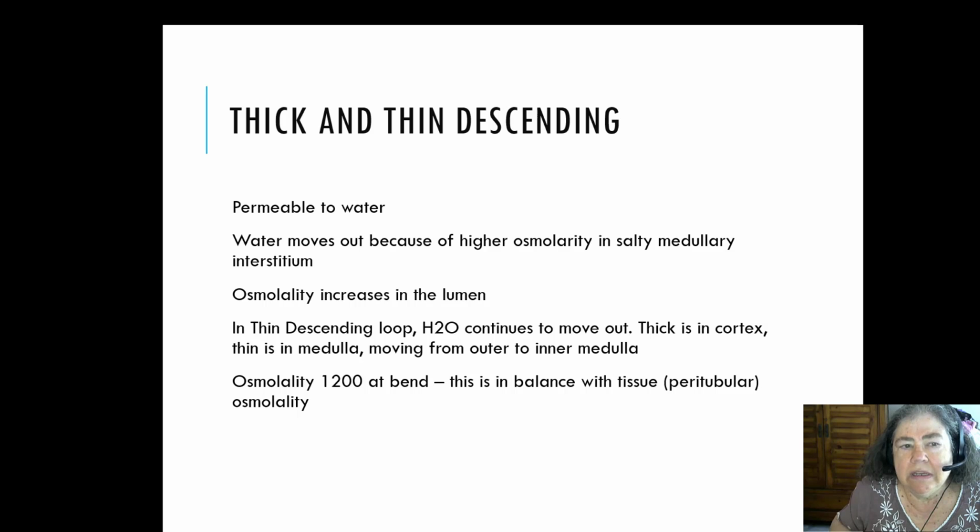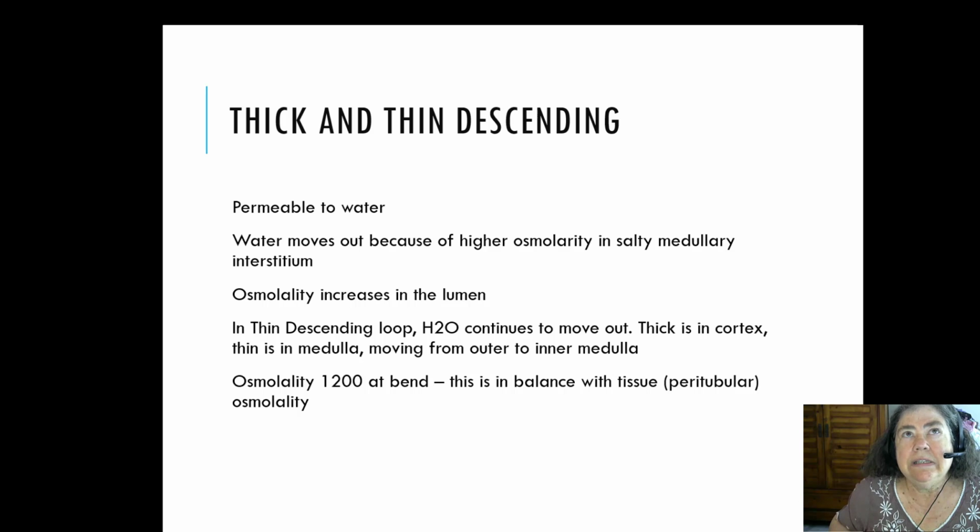And this is really just a repetition of the picture on the previous slide. The descending loops, the thick and thin portions of the descending loop, are permeable to water. And because of the high level of salt and the high osmolarity in the medulla, water moves through the aquaporins because of the permeability out of the tubule and into the interstitium. As that happens, it increases the osmolality in the lumen. Okay, so that's the descending loop.